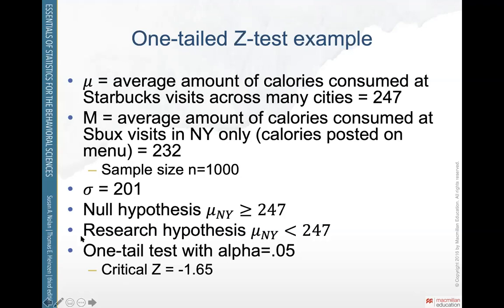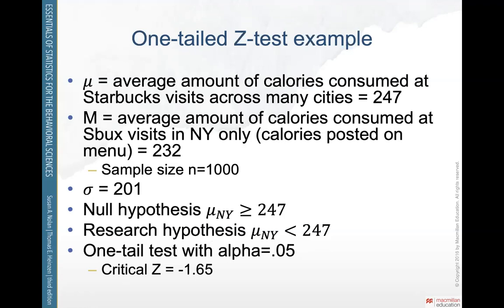And so the one-tailed test, once again, you can always tell whether it's a one-tailed test by looking at the research hypothesis. So our research hypothesis here, and we'll go back to the null hypothesis in a second, is that the amount of calories consumed by people in New York Starbucks will be less than 247. And if you think about it, this makes sense.